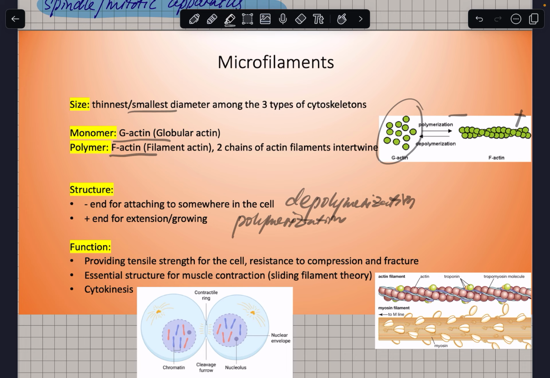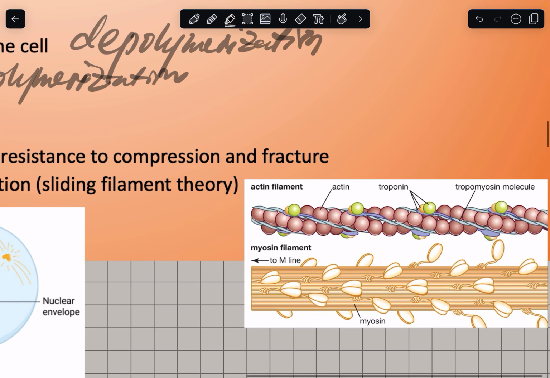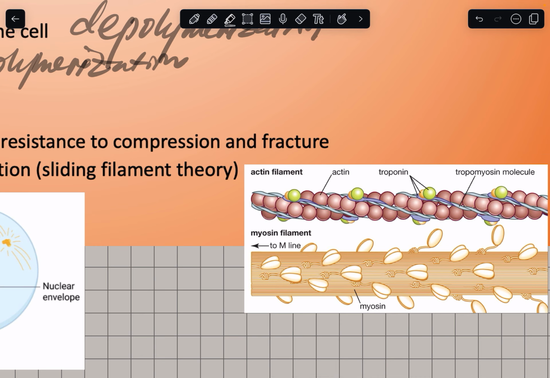The other two functions are unique to microfilaments. The second function is that it makes up the essential structure for muscle contraction. I'll make another separate video to dig deep into this. This is really the sliding filament theory, but here I'll just briefly mention it.